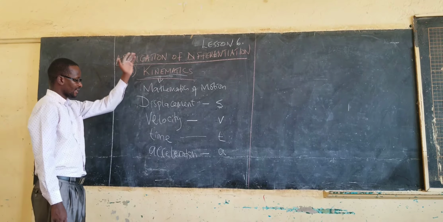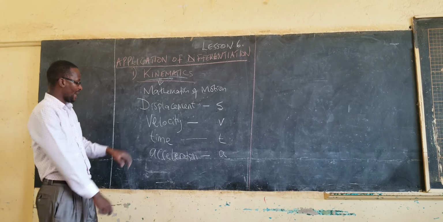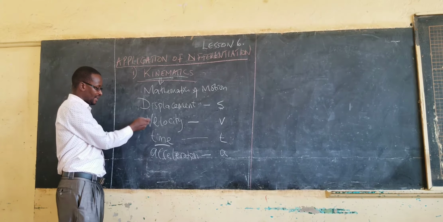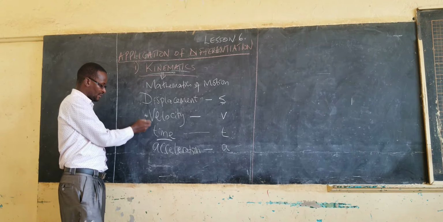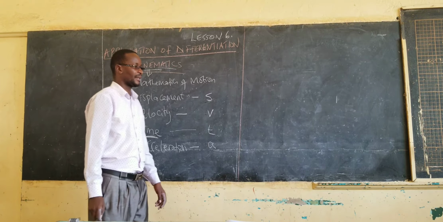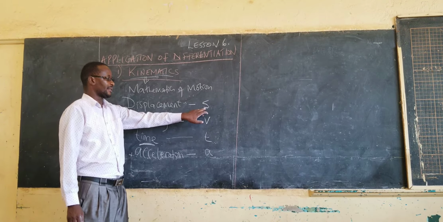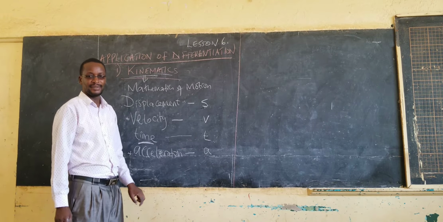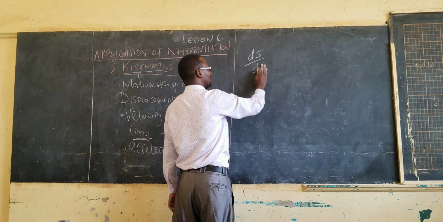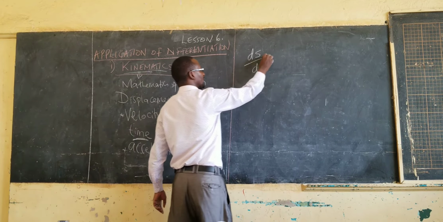So all this, displacement S, velocity V, acceleration A, they depend on time. The change of displacement with time is velocity. The change of velocity with time is acceleration. So the common thing to all of them is time T. So in the mathematics of movement, displacement changes with time. And the change of displacement with time is the one we call velocity.